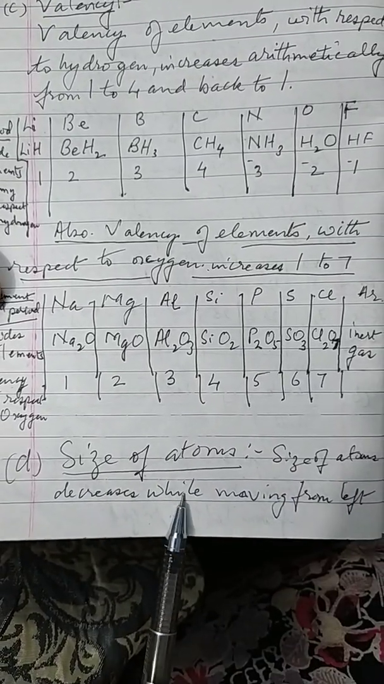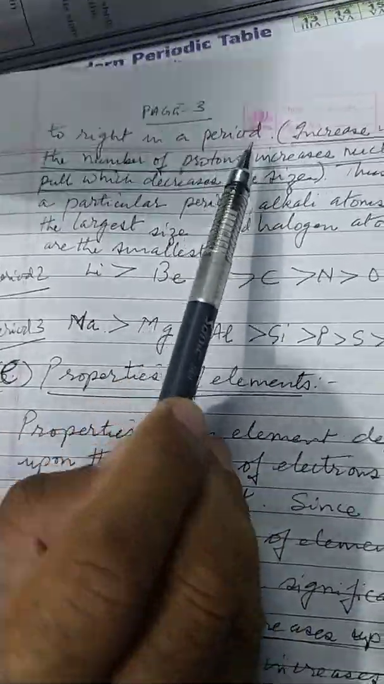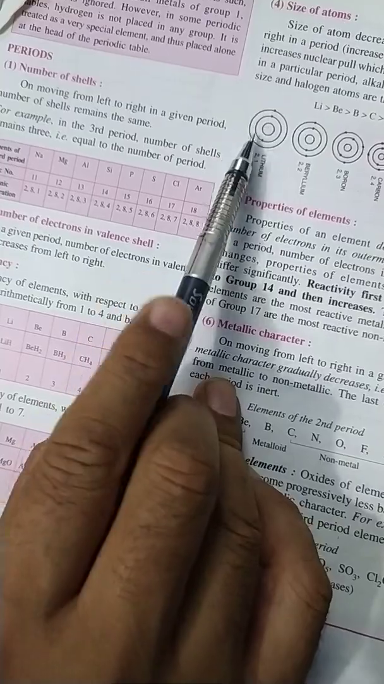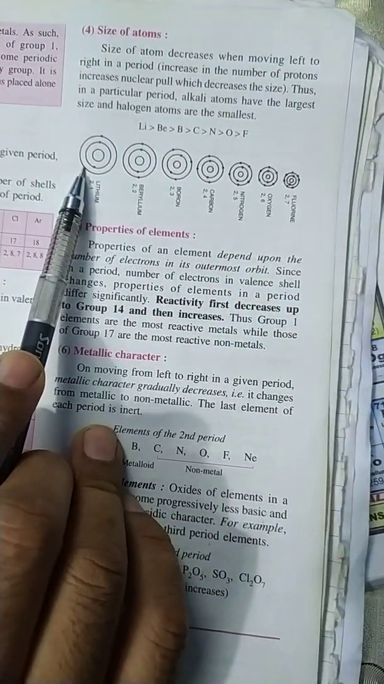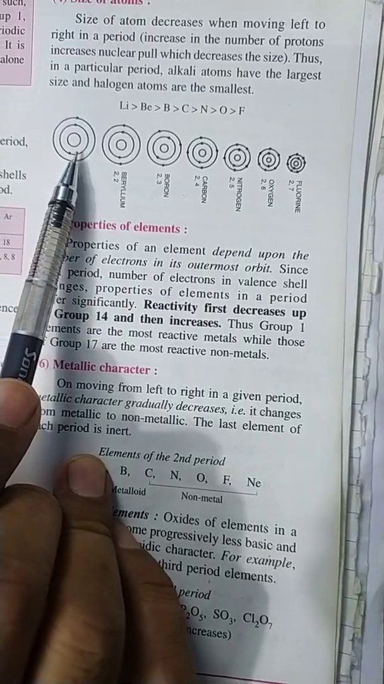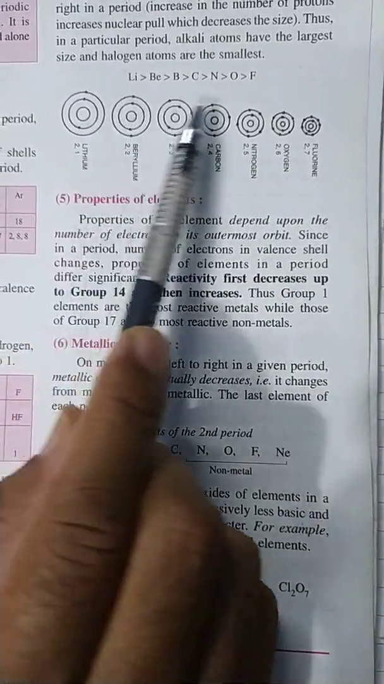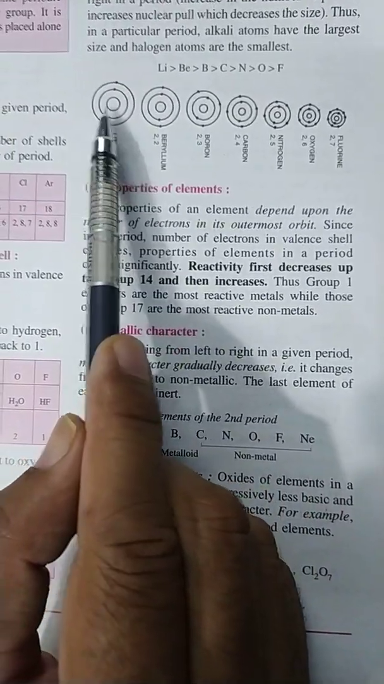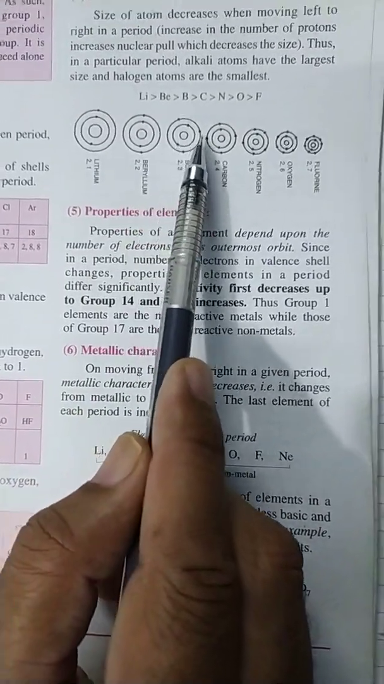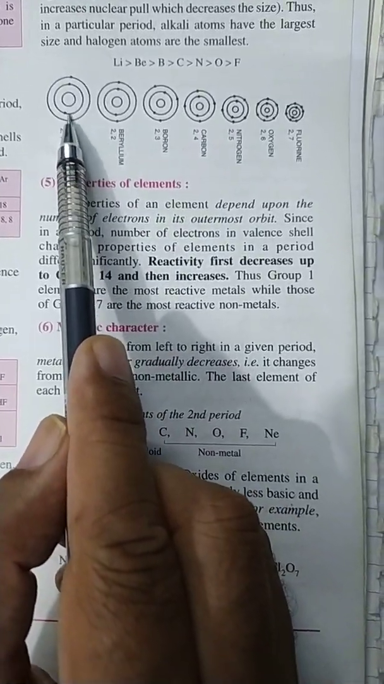The size of an atom decreases while moving from left to right in a period. For example, the number of protons increases. Therefore, the nuclear pull on the outermost shell is so much that the size of the atom slowly decreases. Let us see one by one.